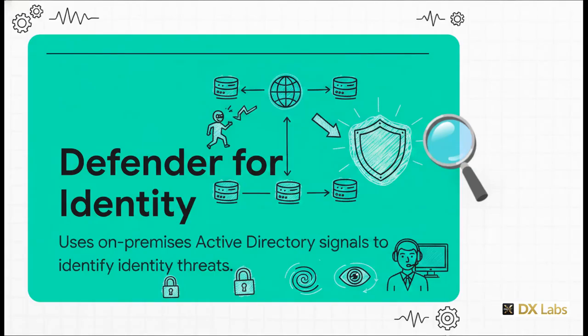Then we have Defender for Identity. This component strictly monitors signals from your on-premises Active Directory. Why does this matter? Well, if an attacker steals a user's login credentials and tries to sneak laterally across the network, what we call a pass-the-hash attack, Defender for Identity catches that suspicious behavior and immediately alerts you, the administrator.